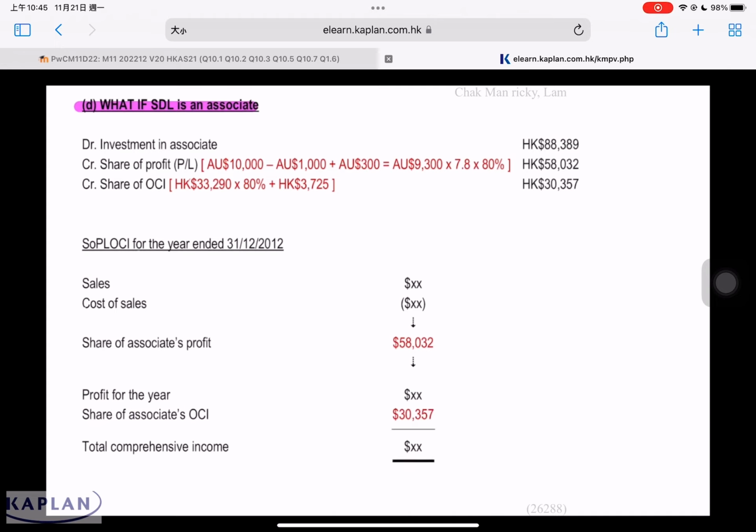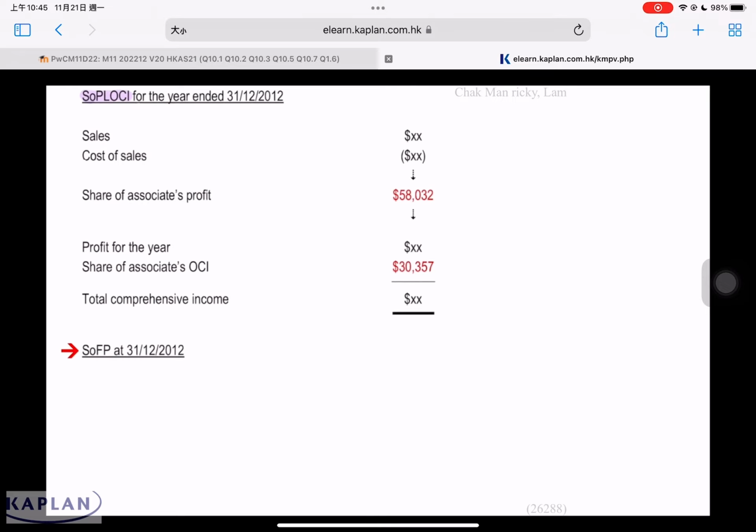Total comprehensive income. In the statement of financial position at 31st December 2012, under the header non-current assets, associate, the cost is Hong Kong dollar 427,500 plus share of the profits, share of OCI 58,032 and 30,357. Add up these two figures, it should give you 515,889. If it's an associate, this is what you need to do.